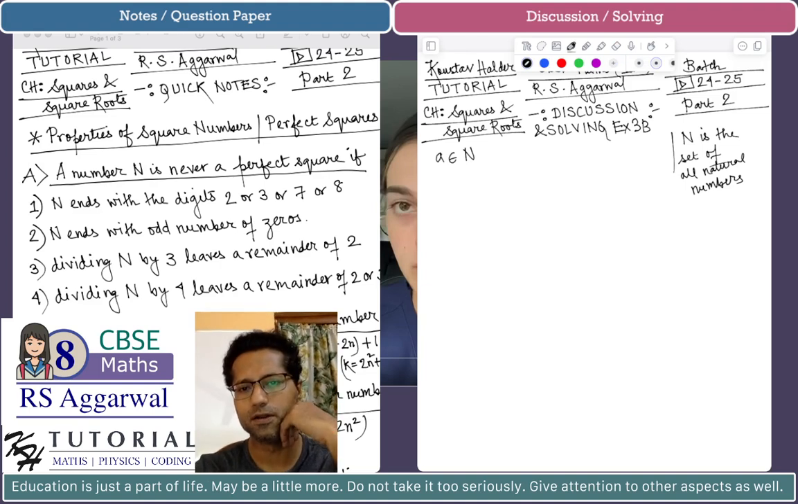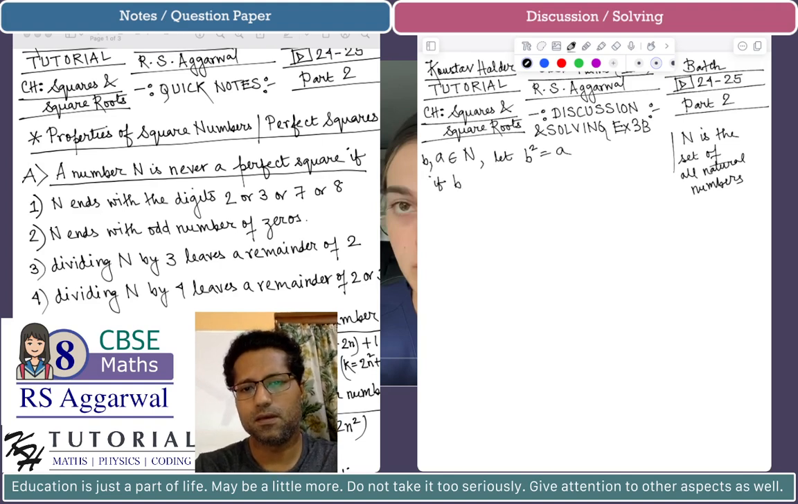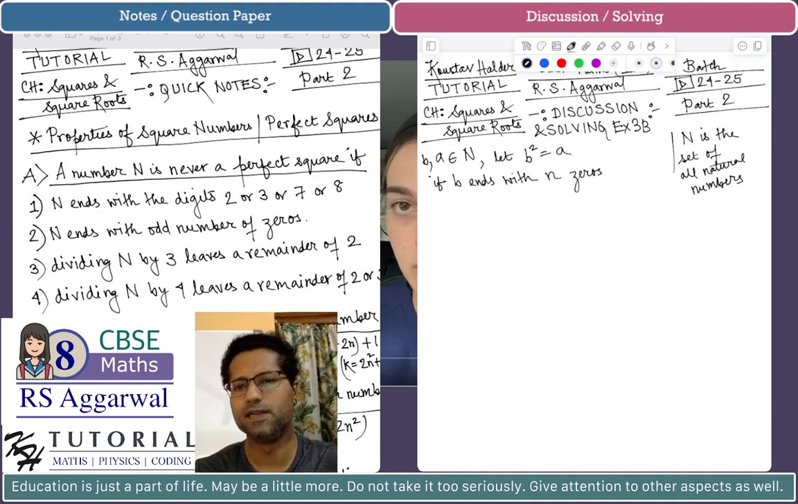So A is a natural number, and B is also a natural number, and let B squared be equal to A. So definitely A will be a perfect square, and the number whose square is A is B. So if the number B ends with n zeros, where n is also a natural number, this will imply that A will end with twice n zeros.